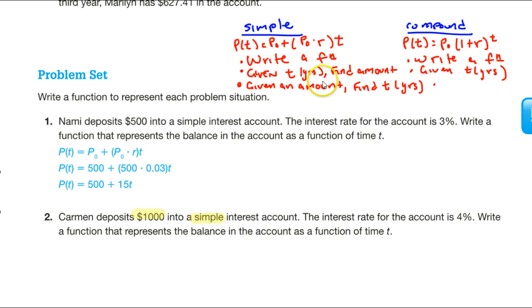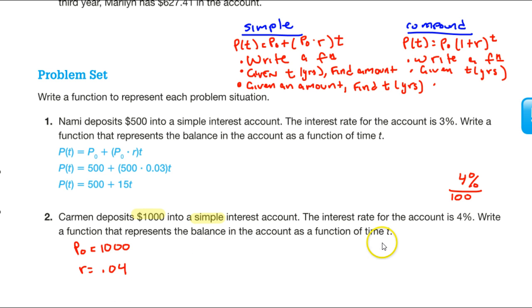So we know it's simple, so we know it falls into this category, and we know we're using this function up here. So we need 2 things, our initial amount, and that is $1,000. And we need our rate. We know that the rate here in decimal is 0.04. And again, guys, if you forget, you can always take your percentage, omit the percent, divide that by 100, and you'll end up getting your decimal.